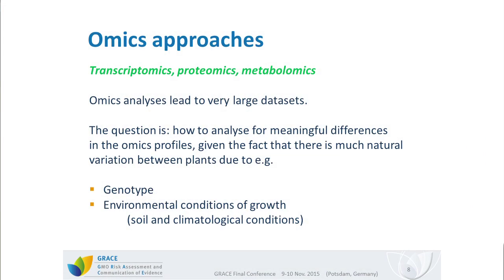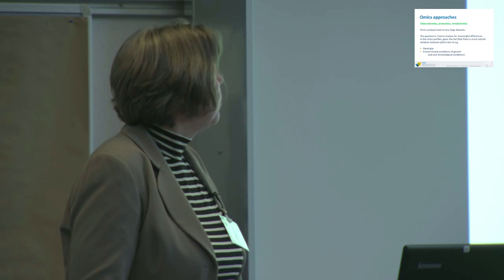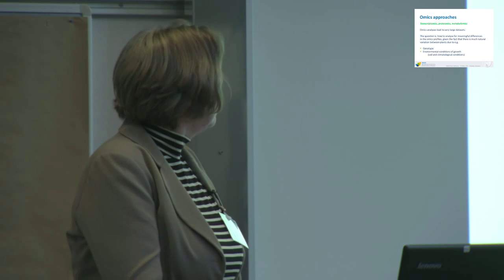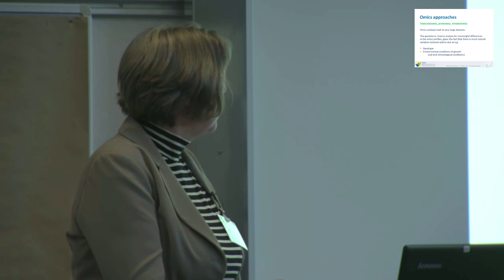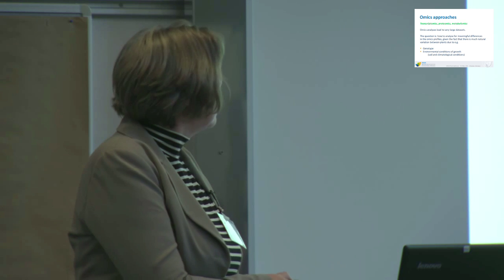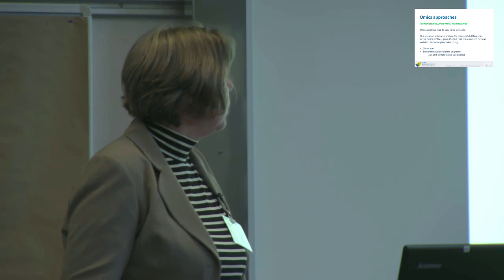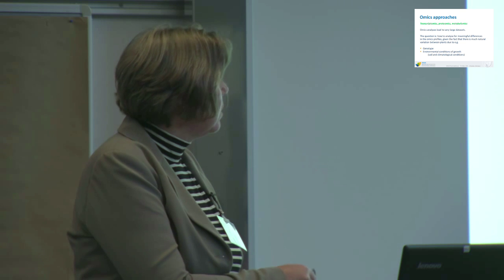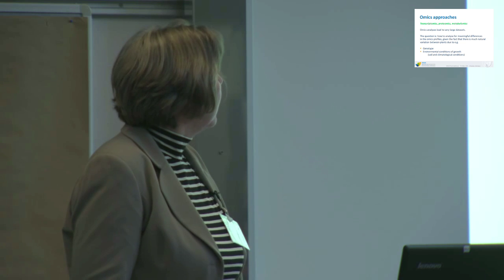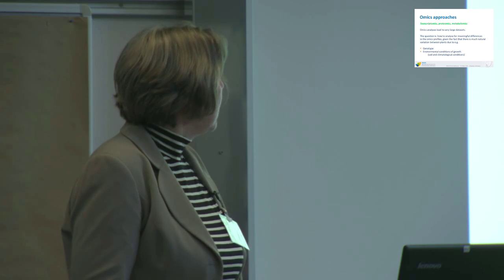And this has been applied within the GRACE project. So we have looked at transcriptomics, proteomics and metabolomics. So transcriptomics actually looks at the DNA being transcribed into RNA. So we look at the total RNA population of plant materials. In the case of proteomics, we look at the set of proteins in the plant material, and metabolomics is looking at the secondary metabolites in the plant.